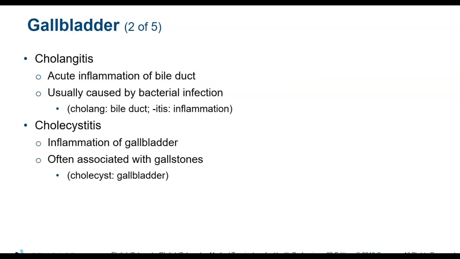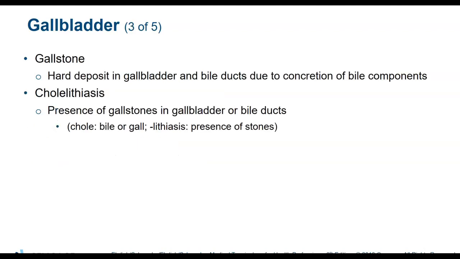Some of the terms: cholangitis is an inflammation of the bile duct. Cholecystitis is an inflammation of the gallbladder. A gallstone is just a bunch of material that collects. It's bile that gets hard and forms a stone, and it loves to block the bile ducts. So cholelithiasis is the presence of gallstones in the bile ducts or the gallbladder.